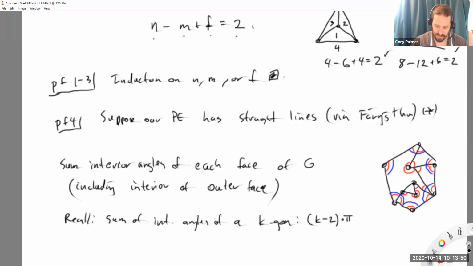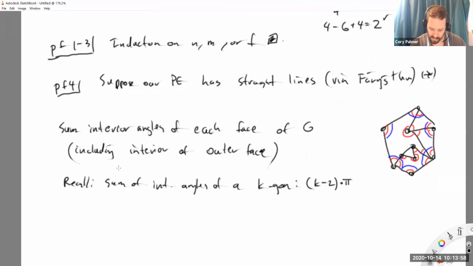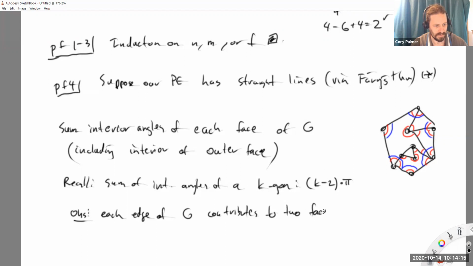So what does that mean? That means that when we compute this sum, what am I saying here? Now observe that each edge of G contributes to two faces, right? If we have an edge, there's a face on either side of that edge, right? That's how planar graphs work, right? This edge has a face here and a face here. This edge has a face here and a face here. This edge has a face here and a face here.